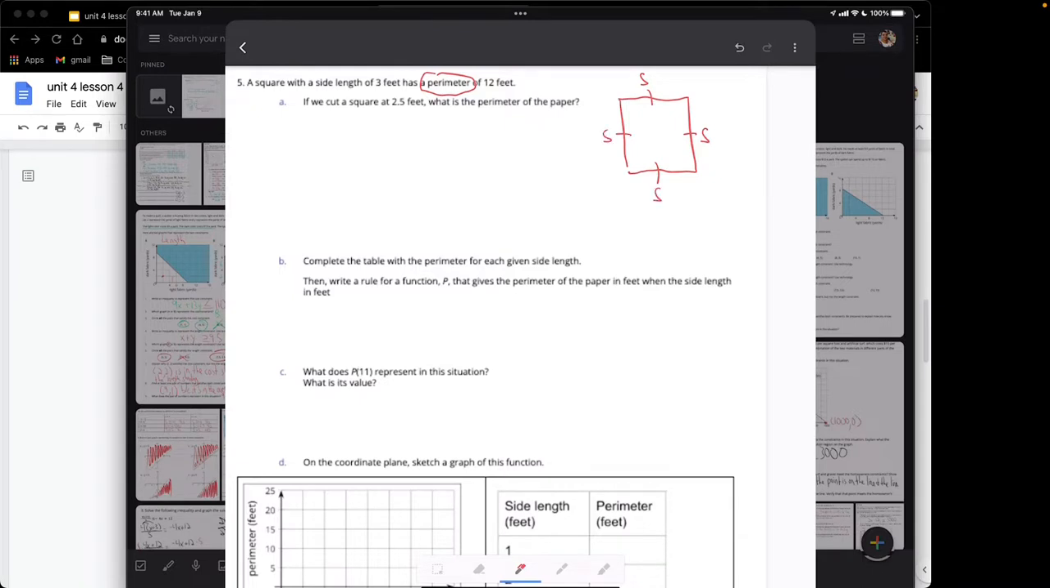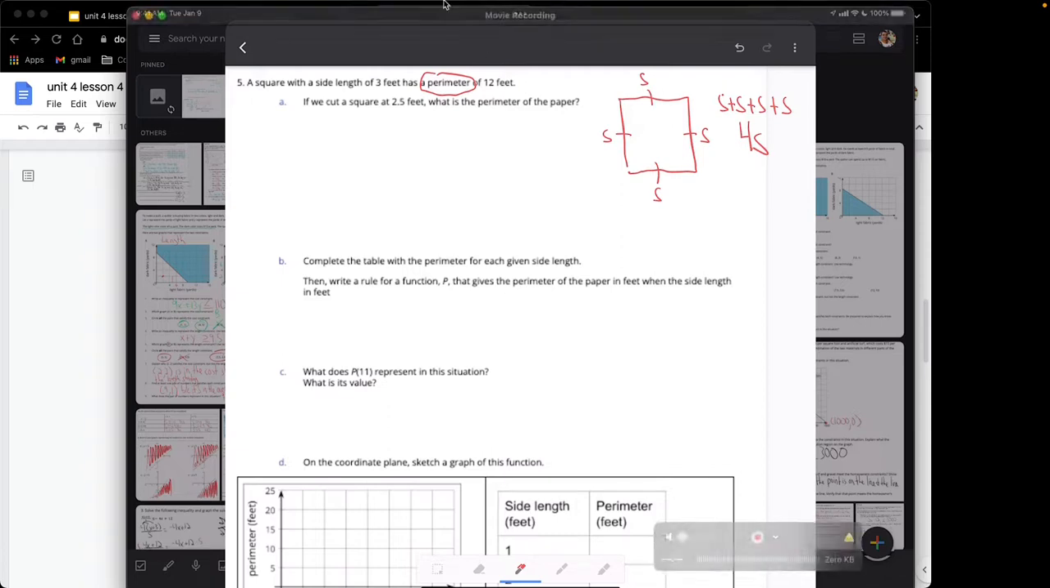So I'm going to label that with an S. So the perimeter is going to be S plus S plus S plus S, which is simply 4S. So if I take the side length and multiply it by 4, I get the perimeter. And that pattern actually works here. 3 times 4. If I take the side length and multiply that by 4, or 4 times the side length, 4 times 3 is 12.